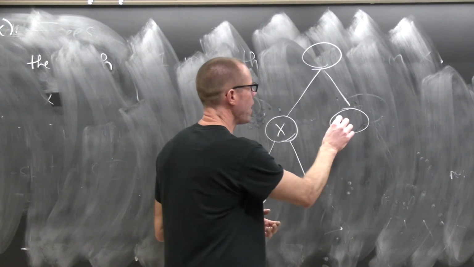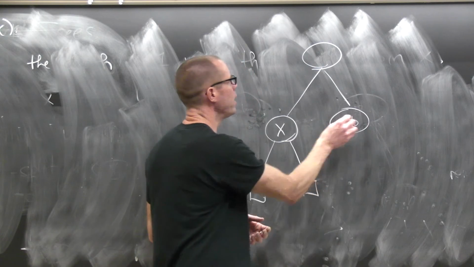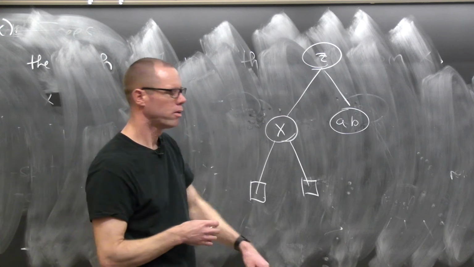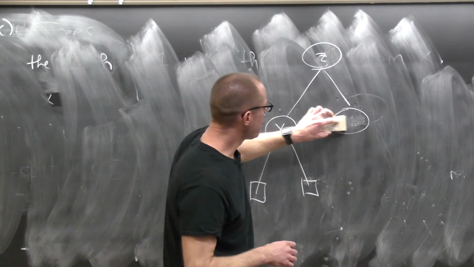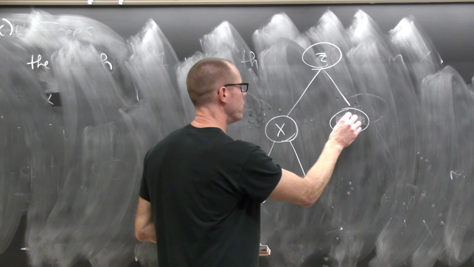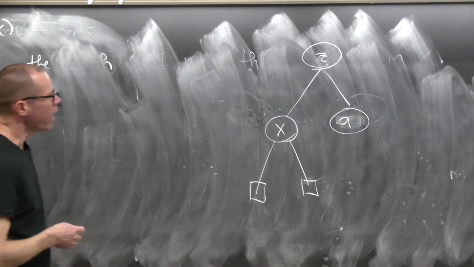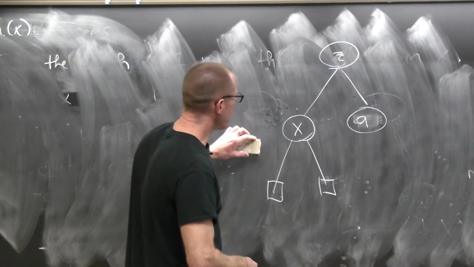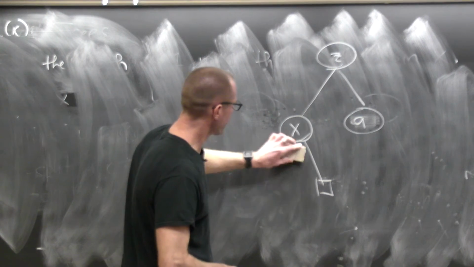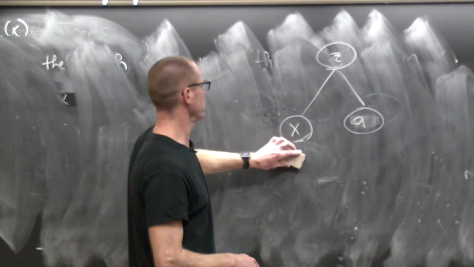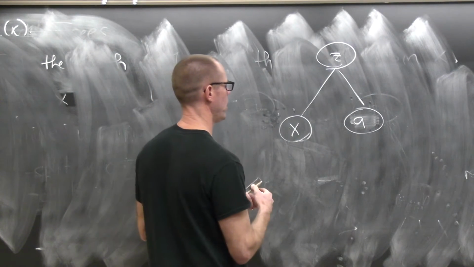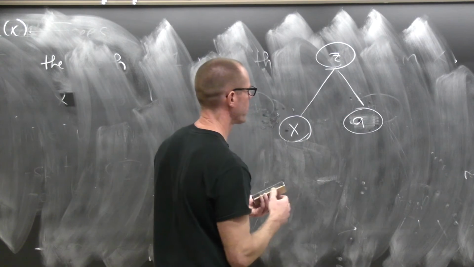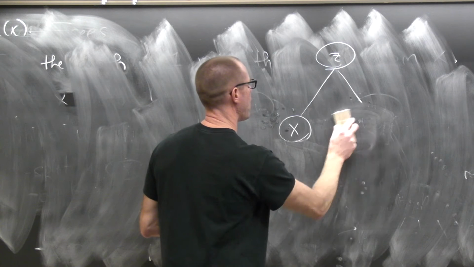So if that thing has at least two keys, A and B, then we do that rotation trick. A goes up, Z comes down, and X disappears. If it has only one key, A, we can't borrow from it. So instead, what we can do, so this has only one, this has only one, we can put these two together.